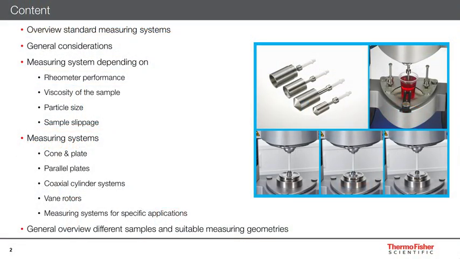Before we go into the details, let me run you briefly through the content of this webinar. I will start with giving an overview of the standard geometries available for conducting measurements with rotational rheometers. Then I will talk about some general considerations on how to select the right measuring system before discussing the details about how the rheometer performance, the viscosity of the sample, the size of the dispersed particles, and potential sample slippage influence the choice of the measuring geometry.